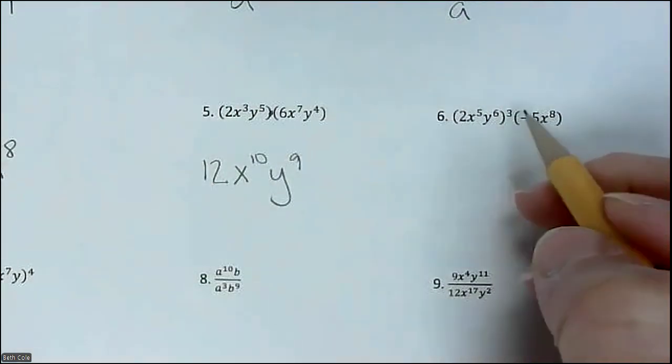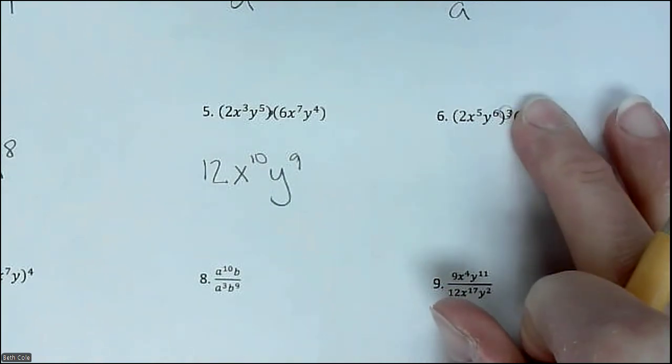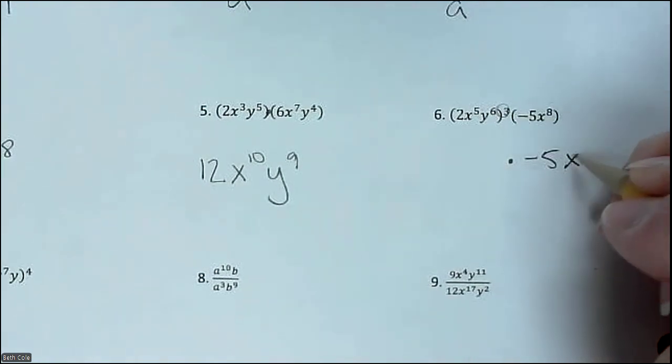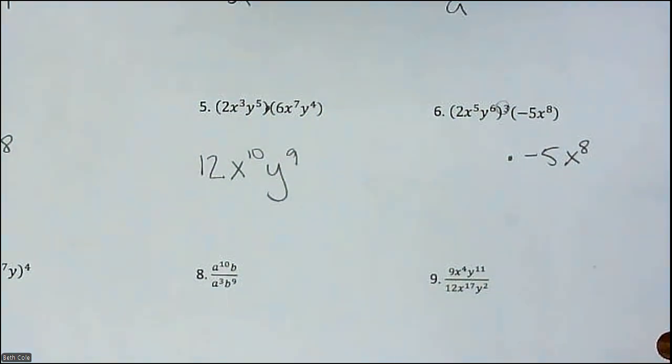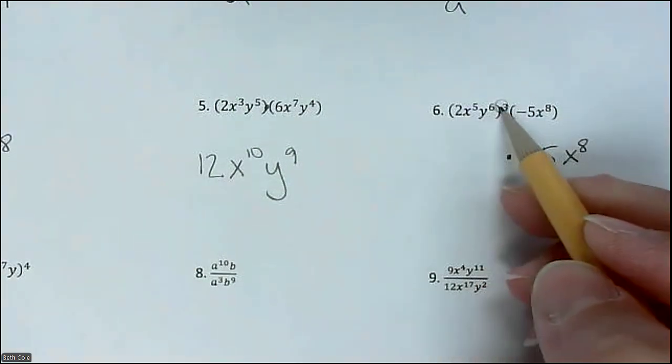Now this one has an extra step in here because of this cube. So basically, we're going to ignore this for right now. Okay? In fact, just recopy it. We're going to have times negative 5x to the 8th. We're not doing anything with that right now. Just rewrite it. We're going to take all of this to the third.